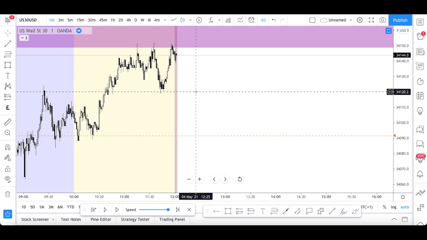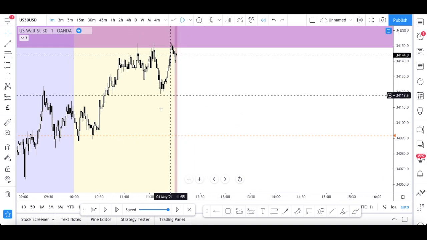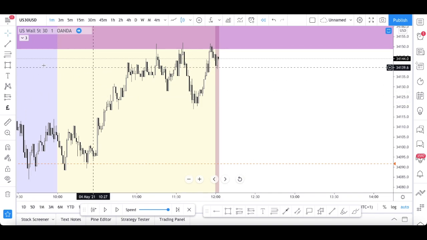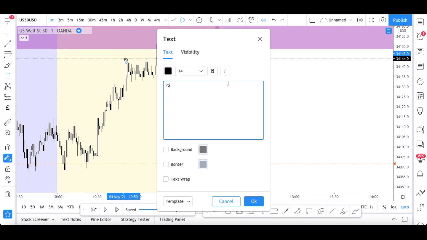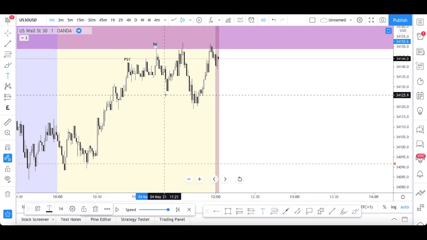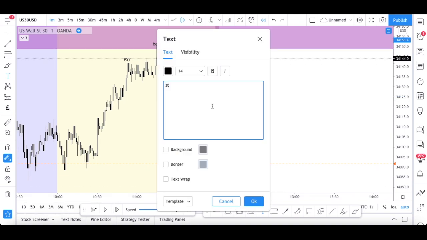And what we can actually start to see is the formation, or the start of the formation, of this distribution schematic. So just labeling on the distribution, what we can see is the preliminary supply. We have the buyer's climax, automatic rally, secondary test, and this sign of weakness down in here.